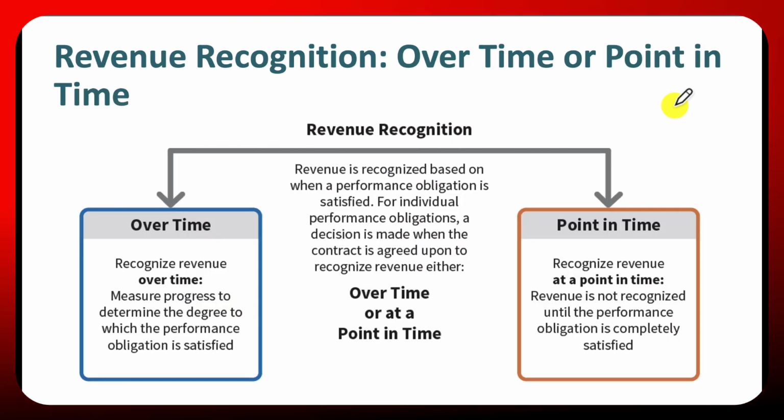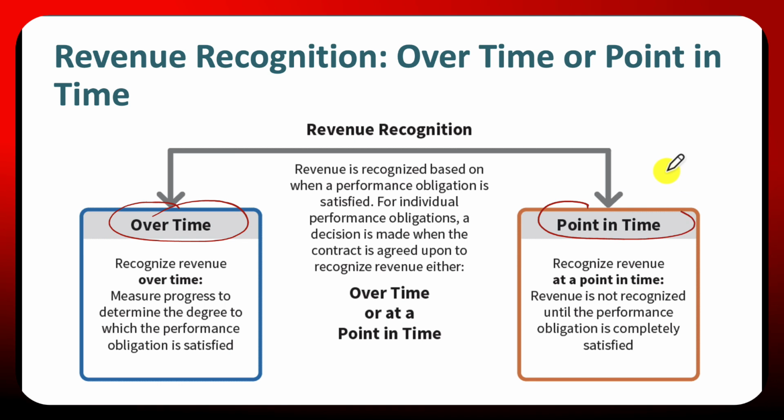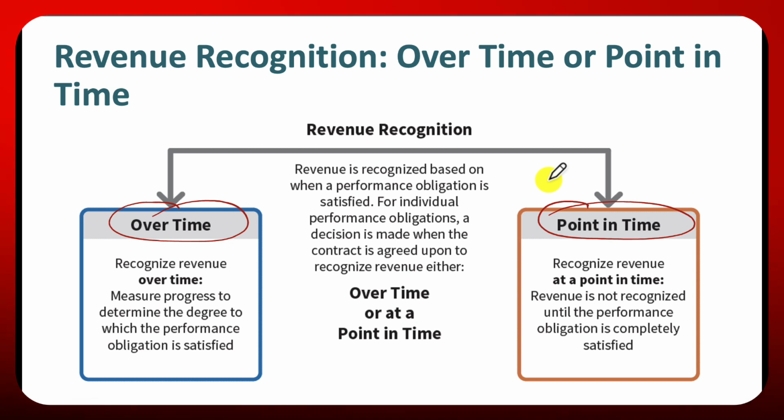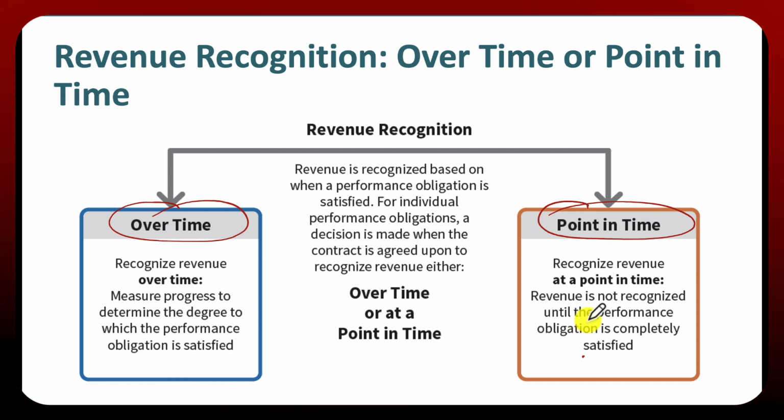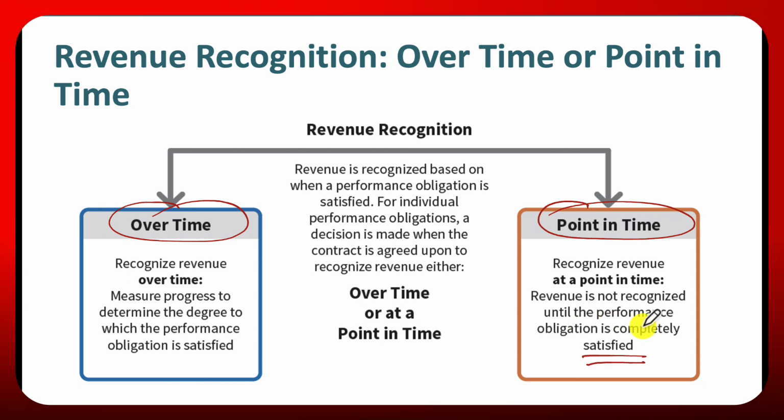Now we have 2 ways in which we can recognize revenue: over time or at a point in time. So if we are recognizing revenue over time, we are measuring the progress to determine the degree to which the performance obligation is satisfied. If we are recognizing revenue at a point in time, then revenue is not recognized until the performance obligation is completely satisfied.